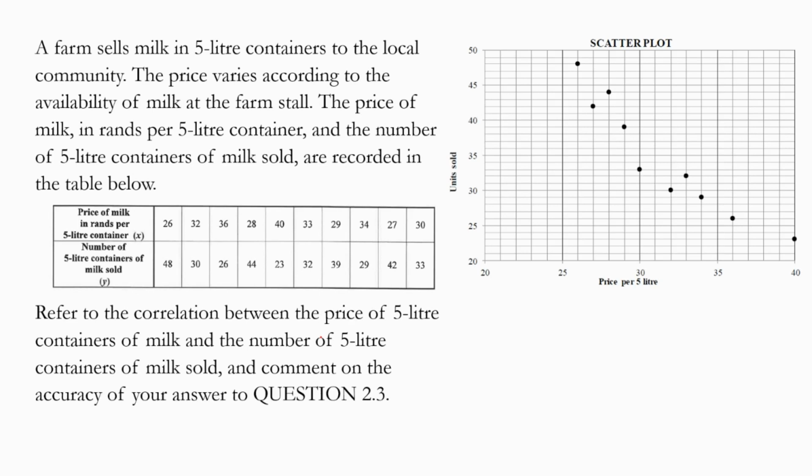Let's do the last part of our question 2. So the information is still the same. It says refer to the correlation between the price of 5-liter containers of milk and the number of 5-liter containers of milk sold, and comment on the accuracy of your answer to question 2.3. So we want to talk about the correlation between the price and the number of units. So we need to find the correlation coefficient.